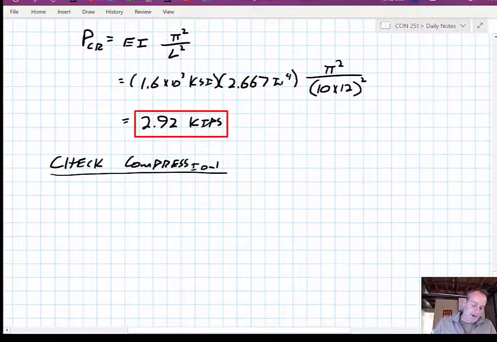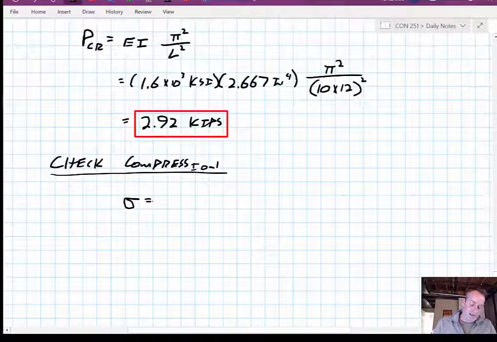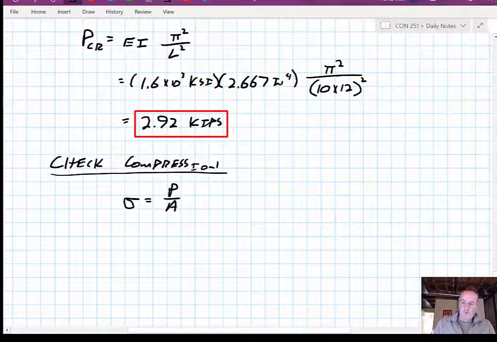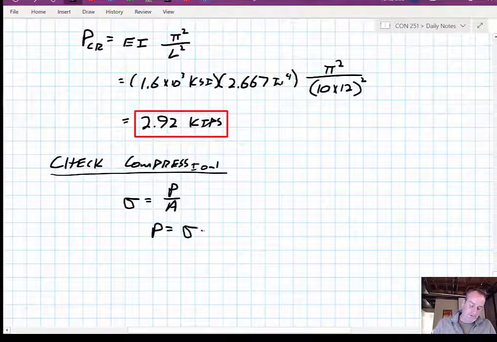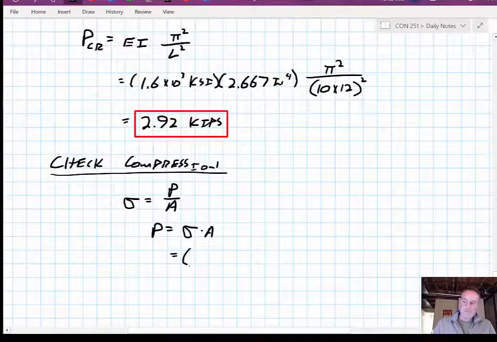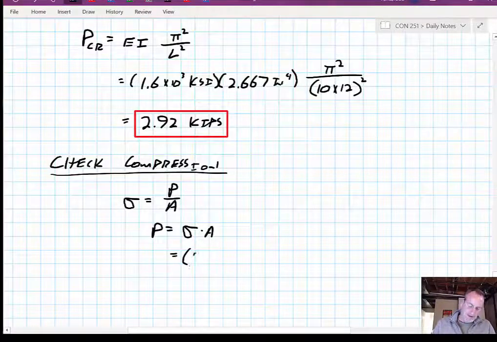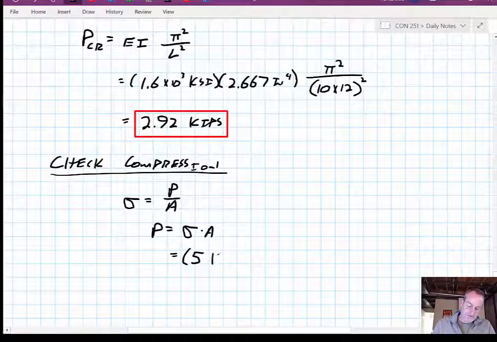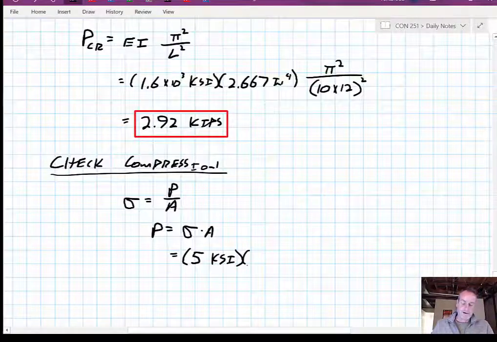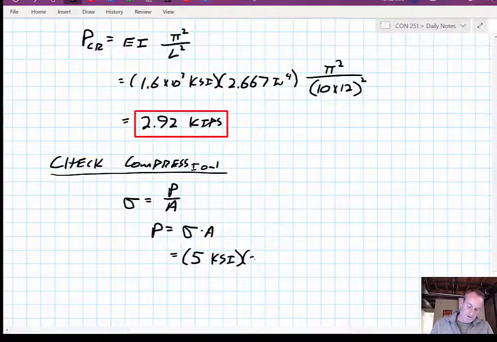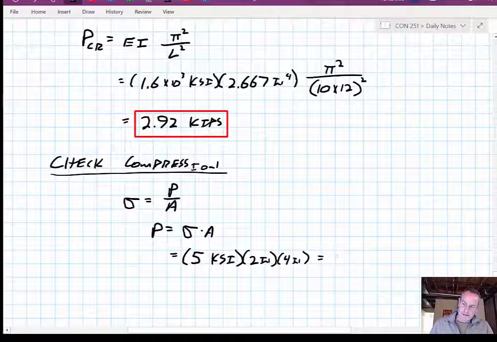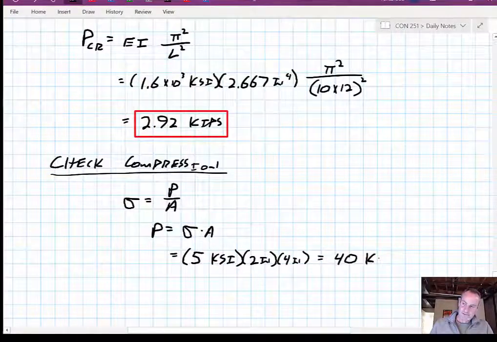Like we just said, compression stress is equal to force over area. I can rearrange this to say that my force is equal to my stress times my area. We're given in this problem that this wood has 5 kips per square inch for a compressive stress. That's the maximum amount of compressive stress. For cross-sectional area, it's 2 inches by 4 inches. And that gives me something like 40 kips.